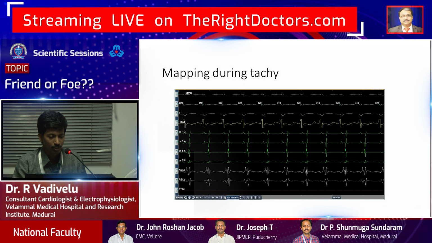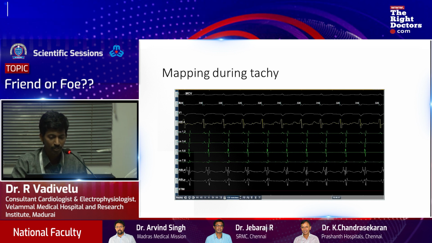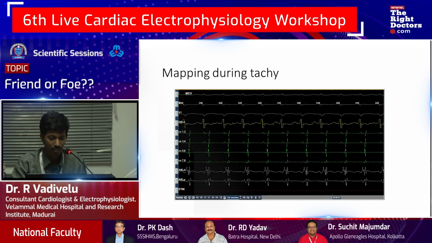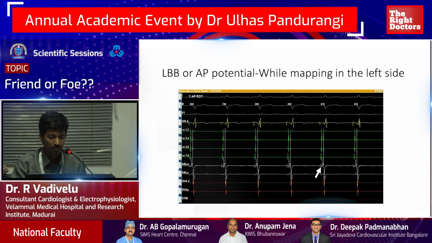Though it is a left-sided pathway, with my ablation catheter these are the signals in the middle cardiac vein, and I have ruled out a coronary sinus diverticulum by doing an angiogram. In the middle cardiac vein we can see good signals. I think the accessory pathway potential is also seen, but I have not given ablation there because I thought I would go on the left side.